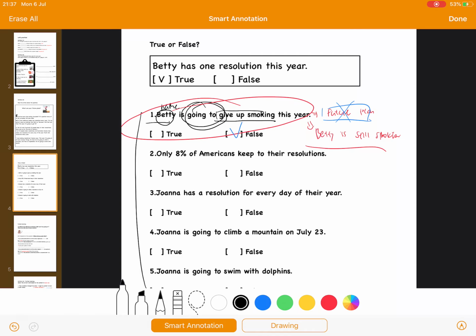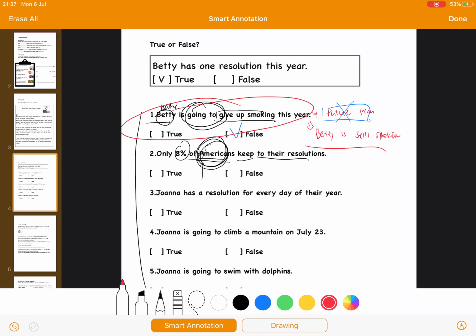Okay, now let's move on to number 2. Let's read it. Only 8% of Americans keep to their resolutions. Okay, even here, America is the country name. So we need to capitalize. We need to put a capital letter on the first letter. Americans. Very good.